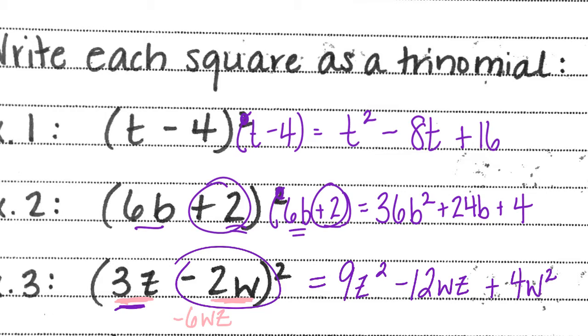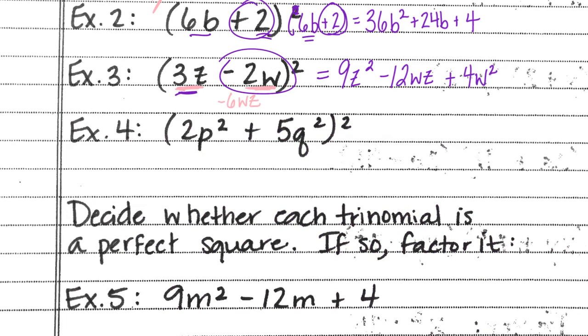So this is what you guys are already familiar with. These are all FOILing, and you guys are super great with FOILing, and you know how to FOIL in your head. But now we're going to move on to the opposite, which is called factoring. So the next directions say, decide whether each trinomial is a perfect square. If so, factor it.